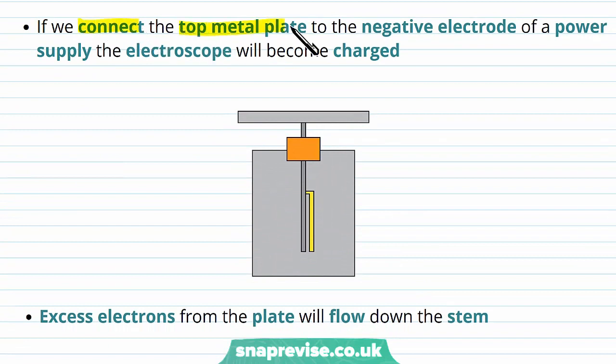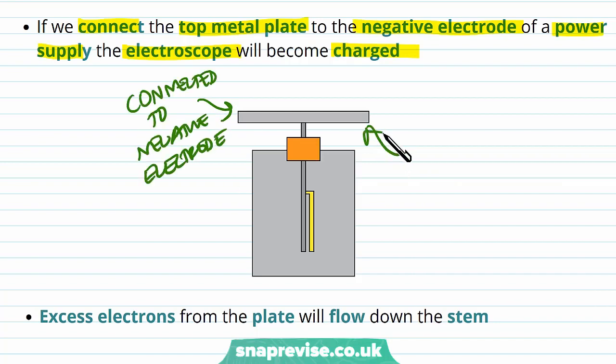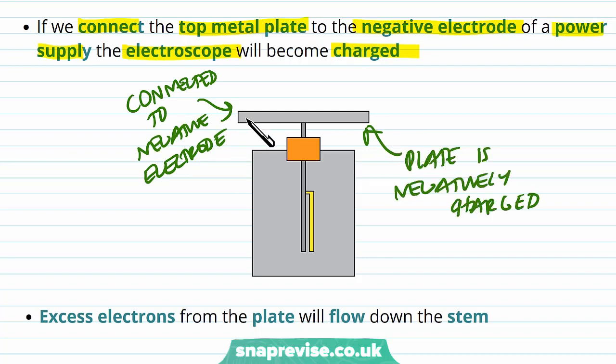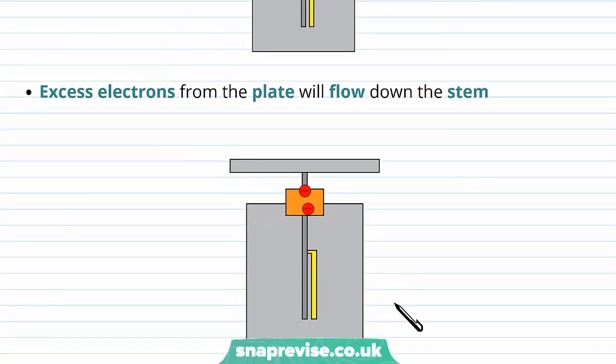If we connect the top metal plate to the negative electrode of a power supply, the electroscope will become charged. So the top metal plate is connected to a negative electrode. And since it's connected to the negative electrode, it becomes negatively charged. So we have a negative charge built up on the top metal plate.